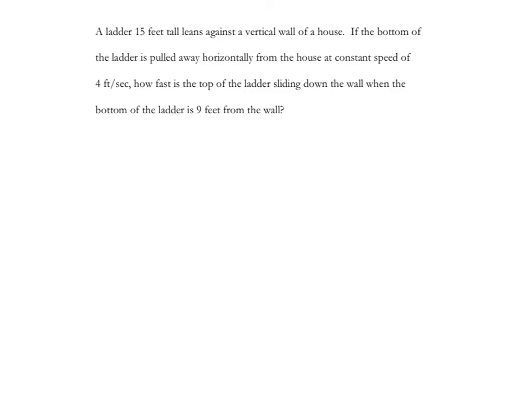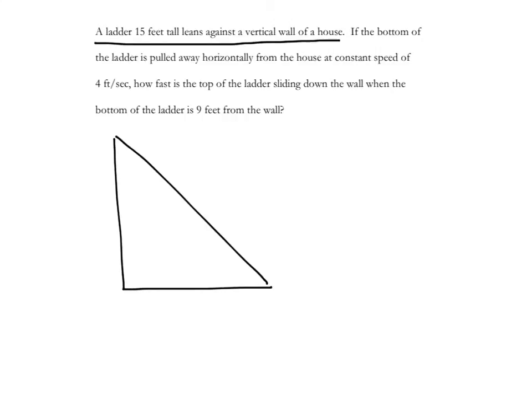All right, next example, another similar triangle one. A ladder 15 feet tall leans against a vertical wall of a house. So again, I would stop there and draw a picture. Okay, got a ladder leaning against a house. Now we're going to assume the houses are perpendicular to the ground, that they're standing upright. And it says our ladder is 15 feet. So can you picture a ladder leaning against a house? If the bottom of the ladder is pulled away horizontally from the house, so picture this is the bottom of the ladder and it's being pulled this way at a constant speed of 4 feet per second.